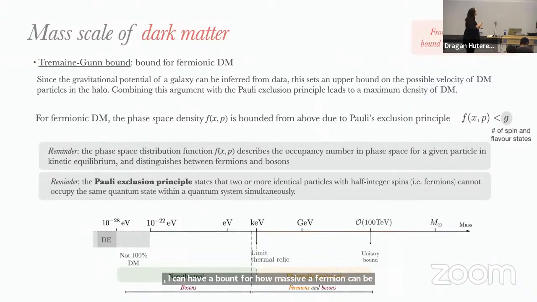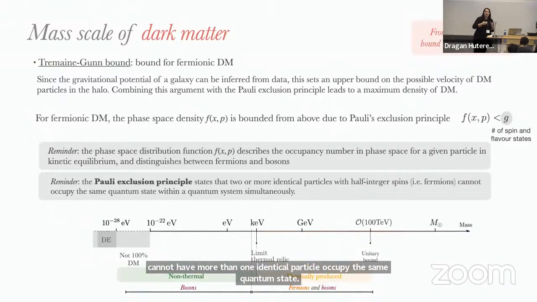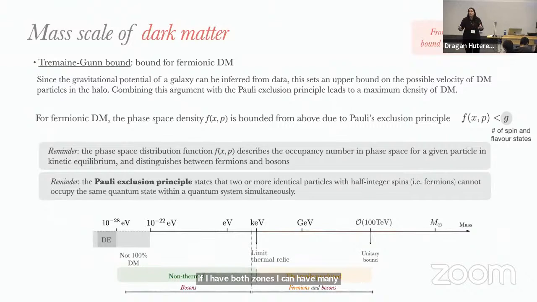Just reviewing some concepts, a reminder of what the Pauli exclusion principle is. If I have something with half-integer spin, spin one half or three halves, it suffers from the Pauli exclusion principle, which means I cannot have more than one identical particle occupy the same quantum state. If I have bosons, I can have many bosons occupying the same state, for example the ground state, and I have a condensate. But fermions cannot have that. You can only have one per state. This is the Pauli exclusion principle.